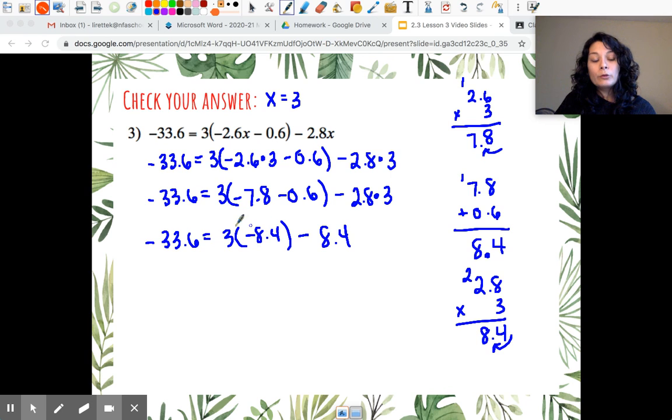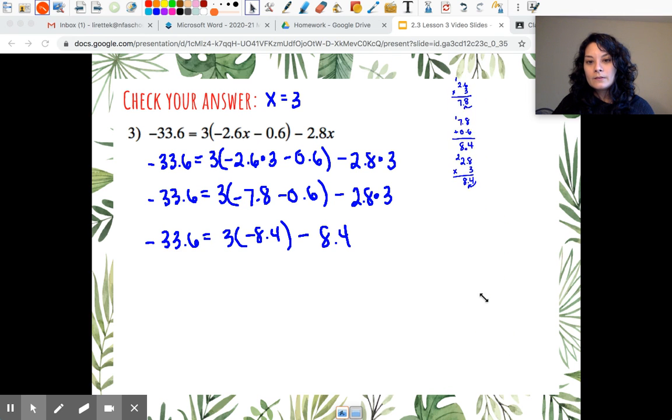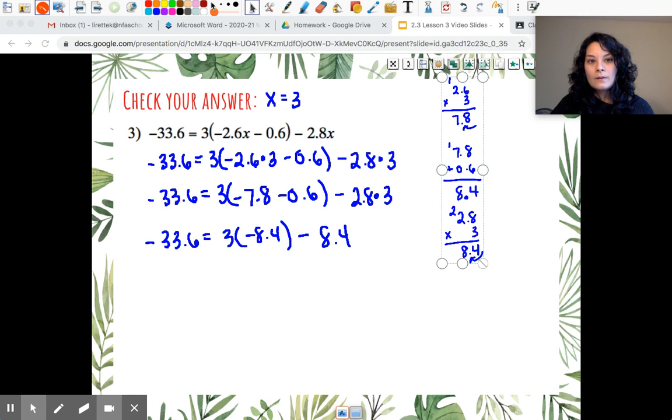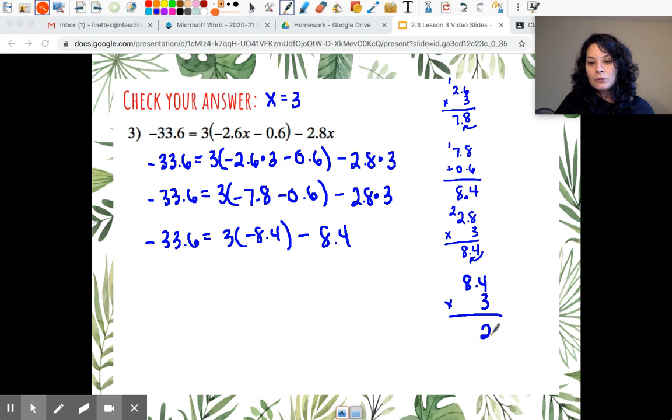And then I've got some multiplication to take care of here as well. Let me shrink some of this real quick. I'm going to multiply the 8.4 with the 3. That's going to give me 12, carry the 1. 24 plus 1 more gives me 25, and I adjust for 1 decimal point. So this is negative 33.6 is equal to a negative 25.2 minus 8.4.